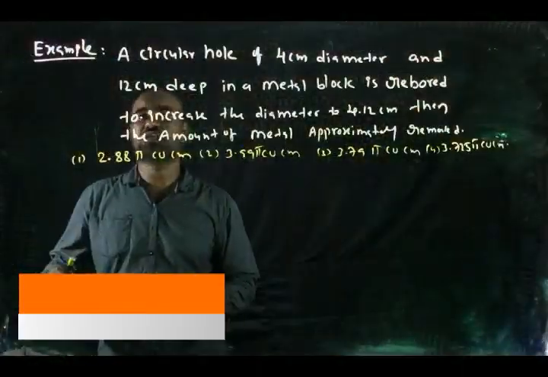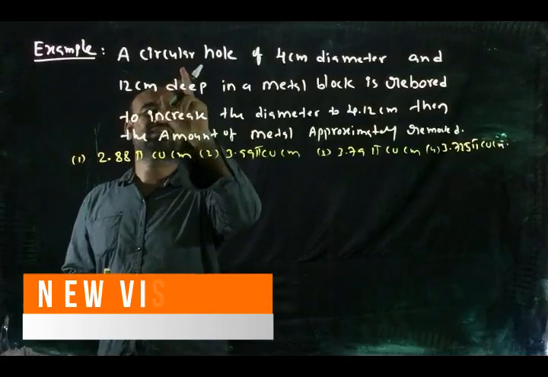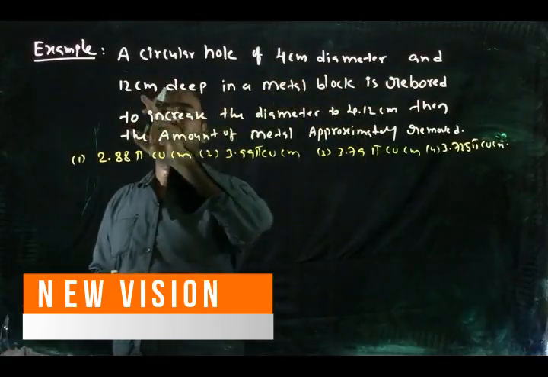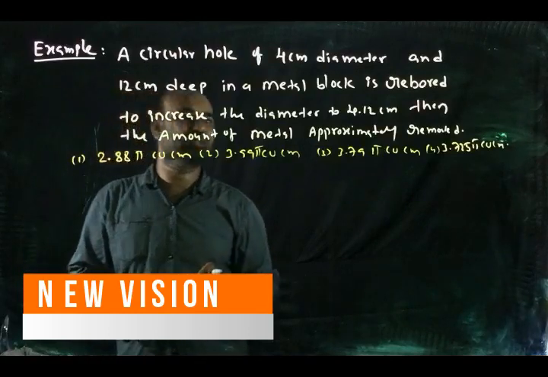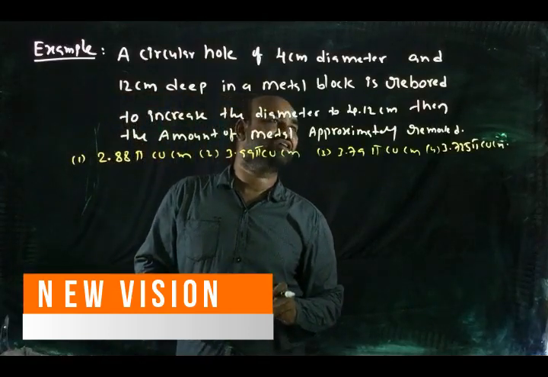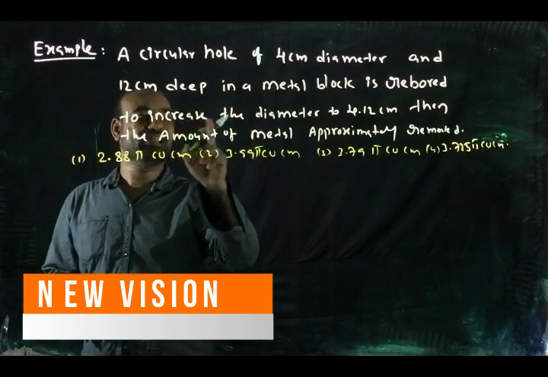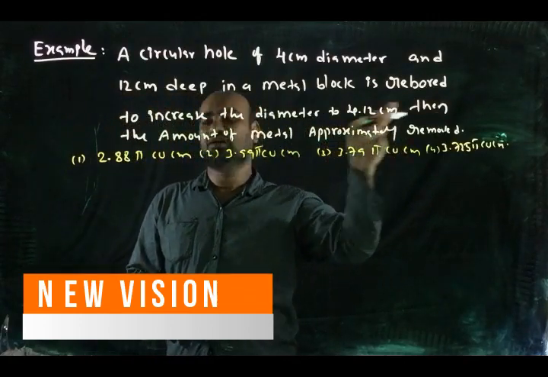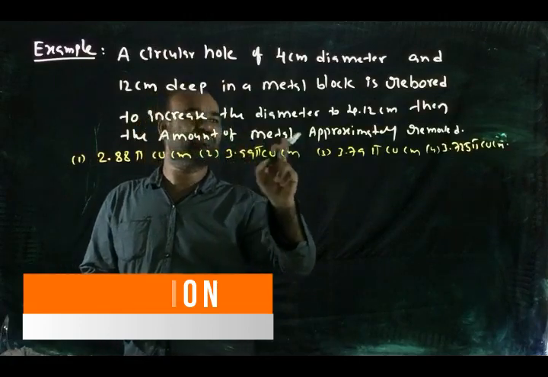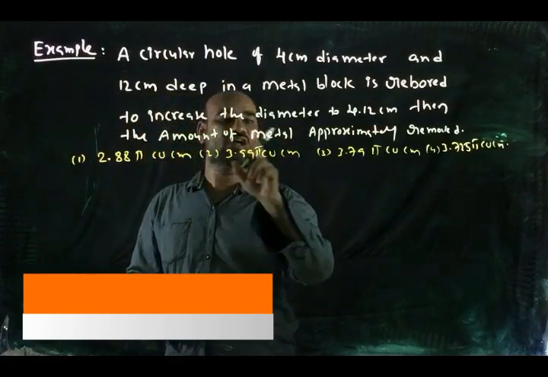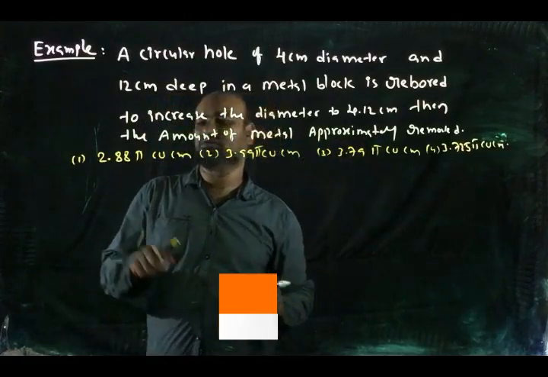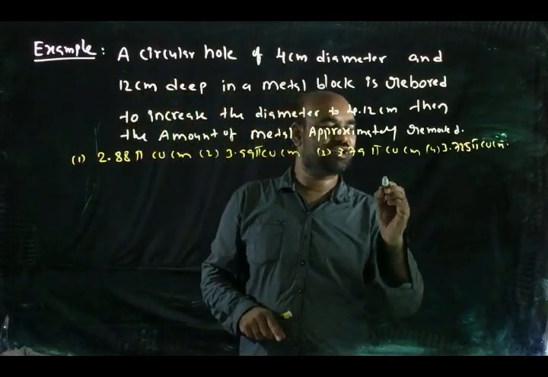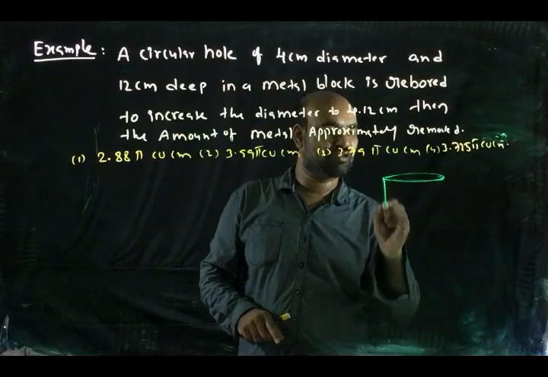Okay students, another example problem. A circular hole of 4 cm diameter and 12 cm deep in a metal block is rebored to increase the diameter to 4.12 cm. Then the amount of metal approximately removed is: option 1, option 2, option 3. So see here, assume that the block is in the shape of a cylinder.